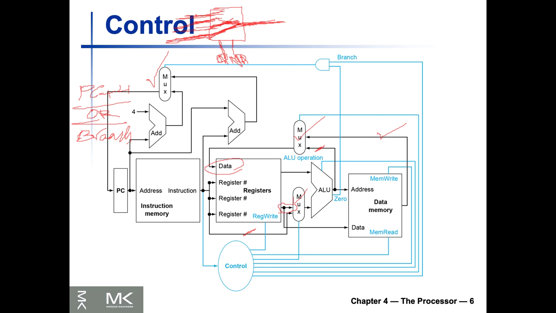So that's the reason we have these three multiplexers: we had more lines and fewer outputs. Something has to decide which of those lines get output.